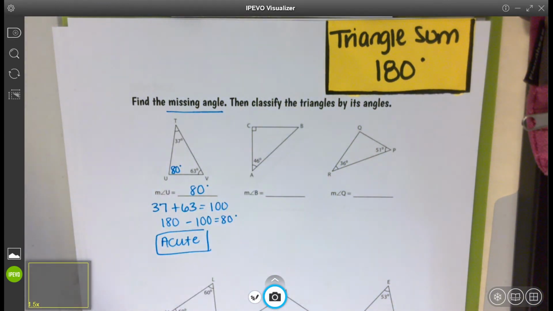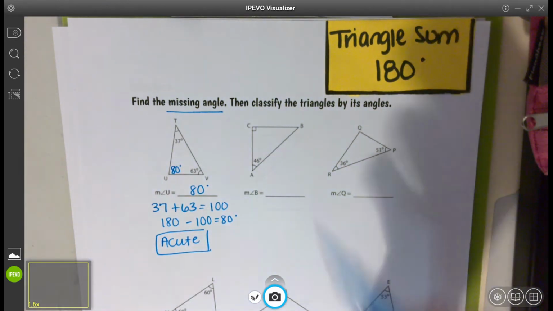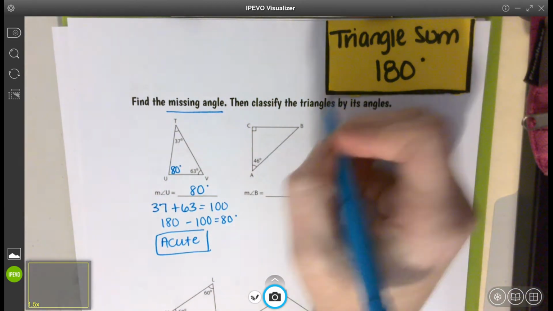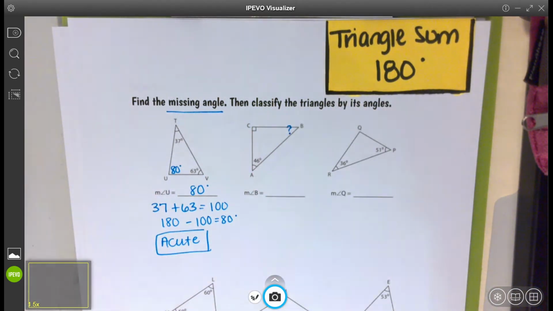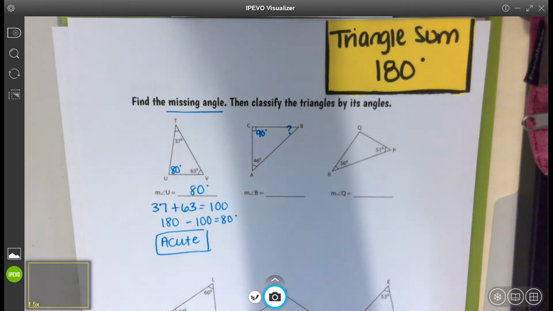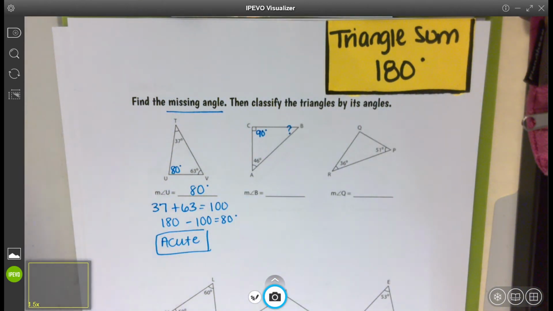All right, the next one. The first thing I see is I only see one number. So here's 46. They want me to find angle B, so I'll put a question mark there. And then angle C is a box. Remember that this box means 90 degrees. I do like to put a reminder for myself that it's 90 degrees, so I'll fill that in.